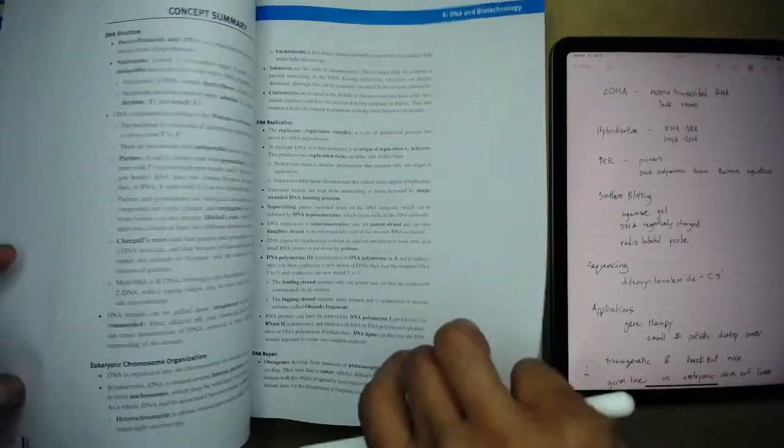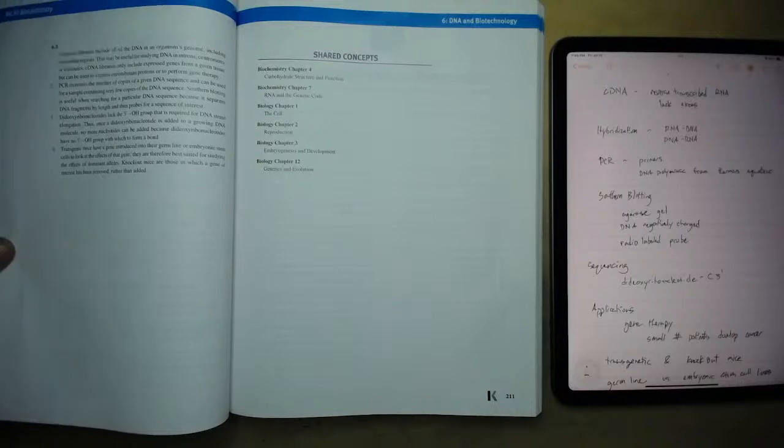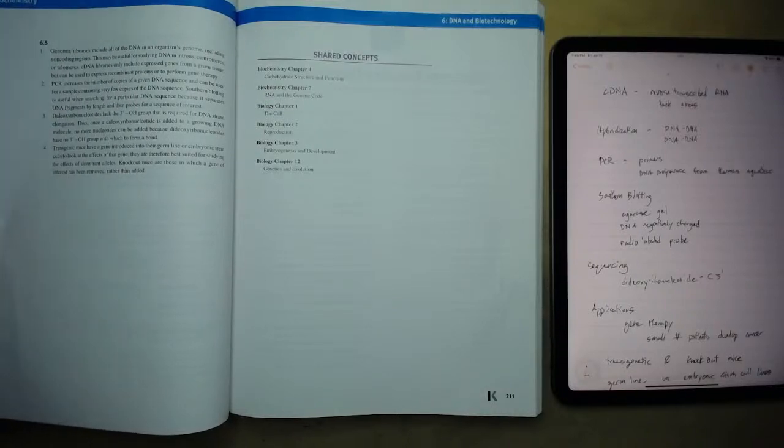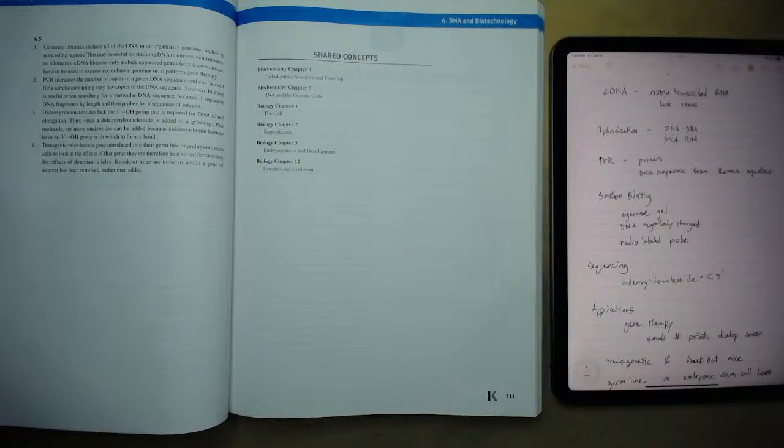Let's check the answers for those. Number 1. Genomic libraries include all the DNA in an organism's genome, including non-coding regions. This may be useful for studying DNA in introns, centromeres, or telomeres. cDNA libraries only include expressed genes from a given tissue, but can be used to express recombinant proteins or to perform gene therapy. 2. PCR increases the number of copies of a given DNA sequence, and can be used for a sample containing very few copies of the DNA sequence.